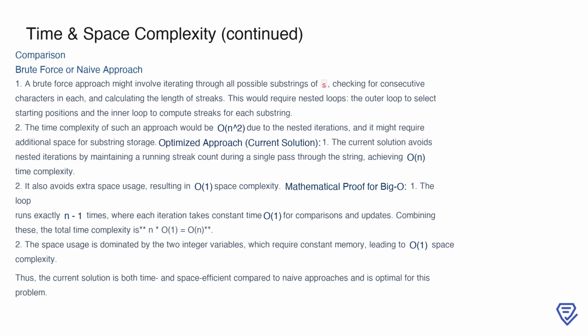This optimized approach is mathematically validated, as the loop iterates n-1 times with each iteration taking constant time, leading to O(n) time complexity. The memory usage is dominated by the two integer variables, confirming the O(1) space complexity. This makes the current solution both time and space efficient, demonstrating its optimality for this problem.